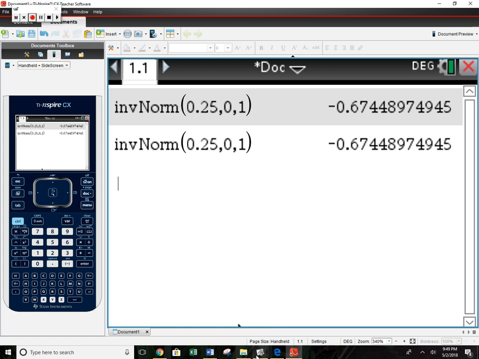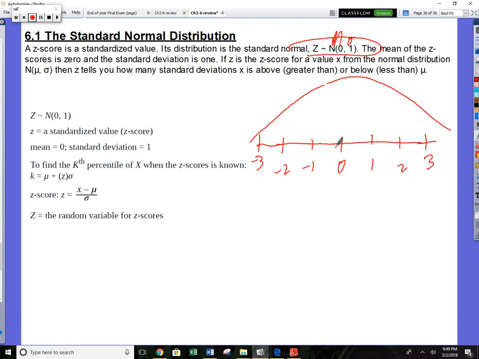So what that means is this. My z-score is negative 0.67. So from the mean, I'm going to go left 2/3 of a standard deviation. Now that point right there, everything to its left, that accounts for 25% of the graph.